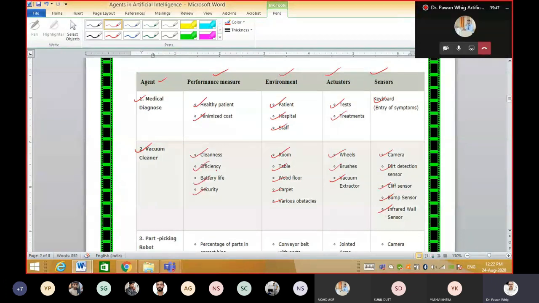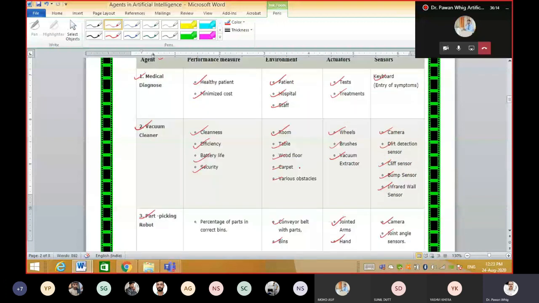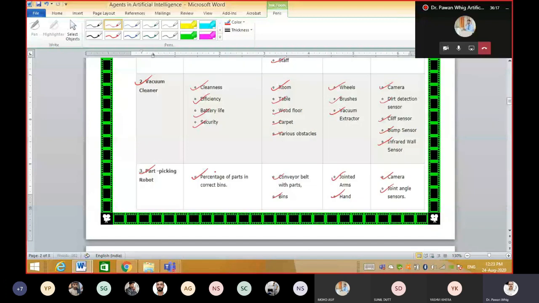So I think you understand this. I'll give you one more example. Part picking robot. A part picking robot is a robot which picks the parts. So camera and joint angle sensors. Joint angle sensors are basically to tilt its arm, and the joint arms and the hands are the actuators. Conveyor belts with the parts and the bins are the environment, and the percentage of parts in the correct bins is your performance measure.